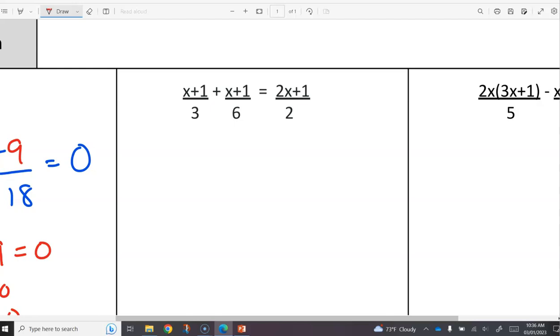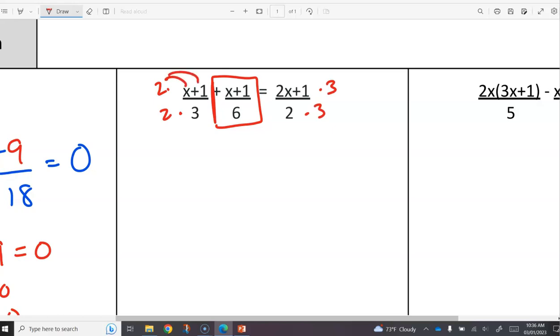All right, now we have x plus 1 over 3 plus x plus 1 over 6 equals 2x plus 1 over 2. What can we make the denominators all be? They can all be 6, right? So am I going to touch this guy? No, he's already perfect. Leave him alone, okay? But my other 2 pieces, what am I going to have to do to the first one? Multiply by 2, and then my last one, multiply by 3.